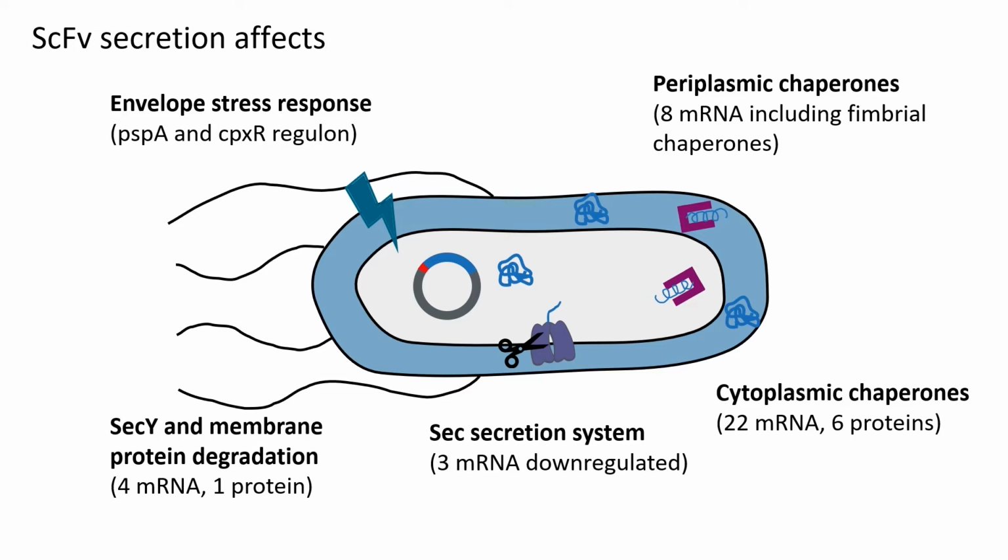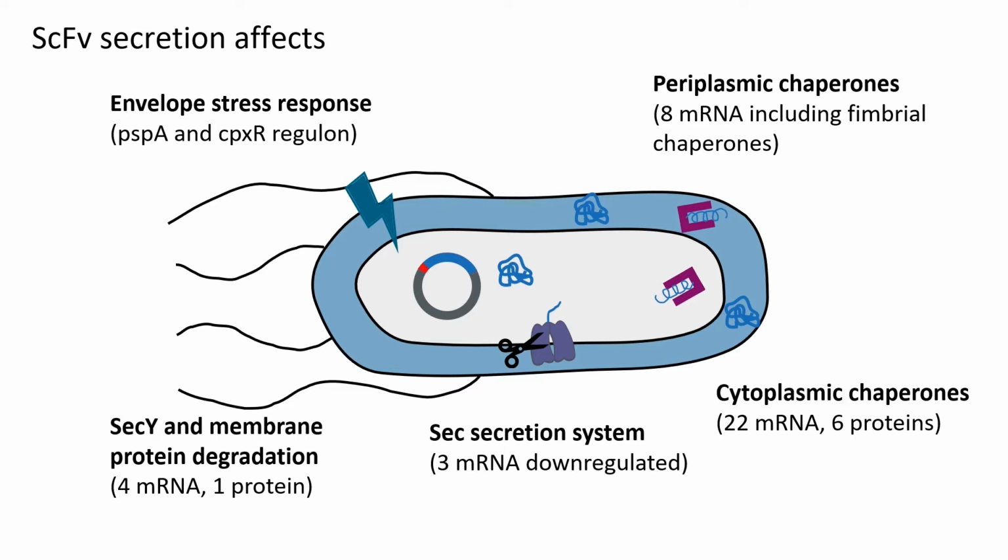And there were some key areas affected by this that we were particularly interested in and would like to modify in the future. These involve the envelope stress response, which is known to respond to unfolded periplasmic and membrane proteins, expression of periplasmic chaperones, which fold periplasmic proteins, and cytoplasmic chaperones, which can play an important role in secretion by guiding proteins to be secreted or sequestering them.